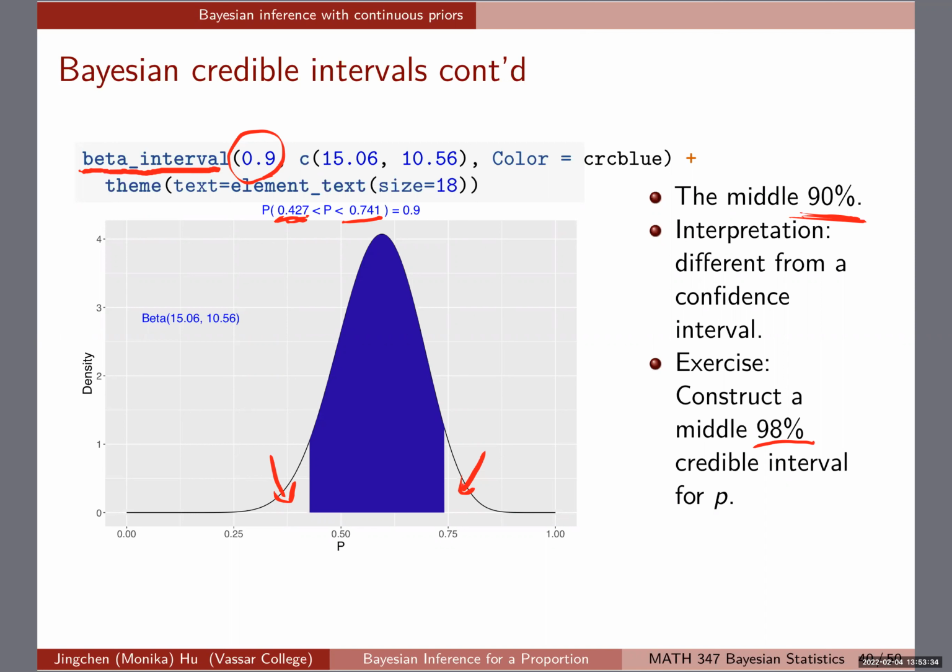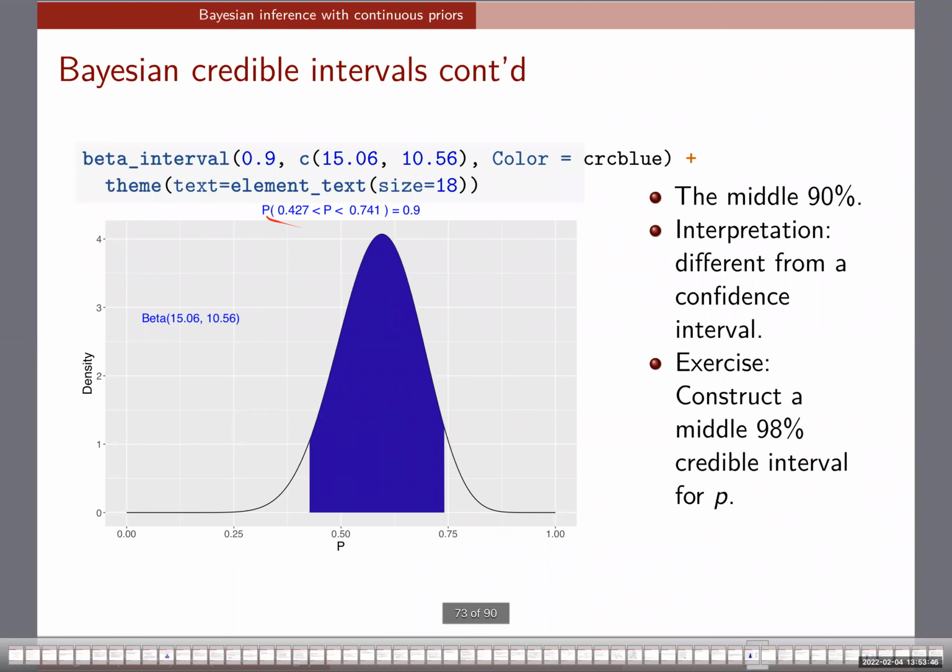Okay. So hopefully that's straightforward enough, and make sure that we know this is different from a confidence interval. This credible interval that we're doing is exactly a particular range that covers the middle 90% of the posterior probability.